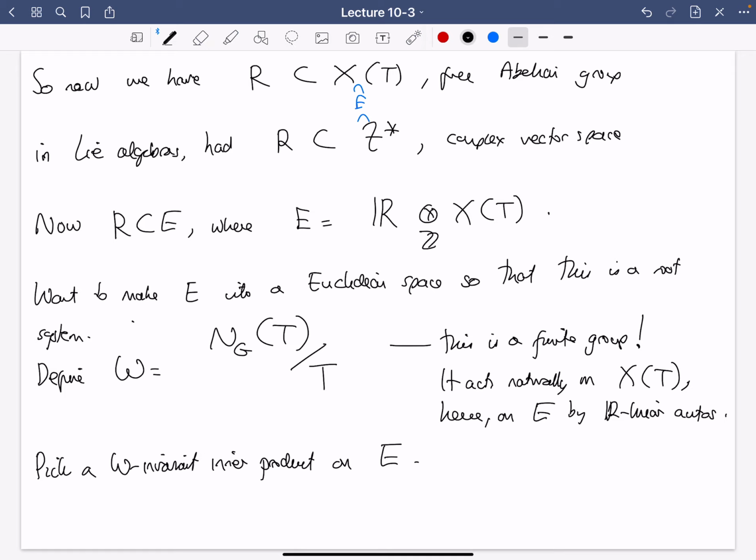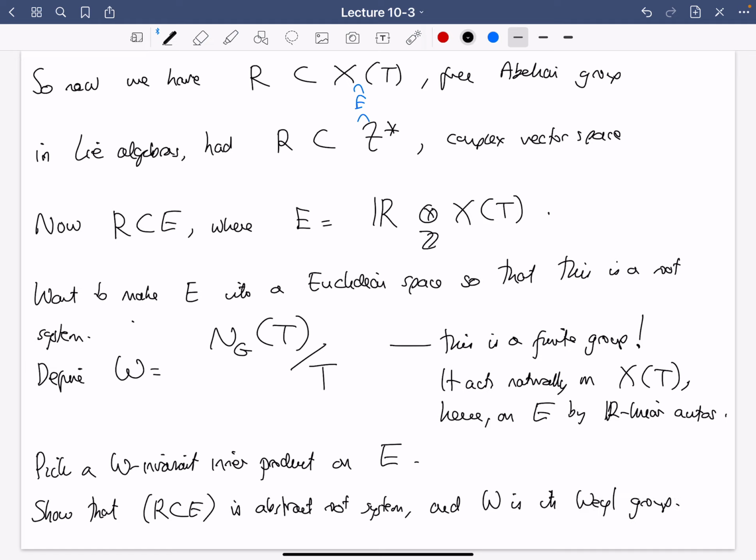Okay, so there's choice there, but just as with root systems, that's unique up to a scalar on each irreducible constituent of E viewed as an RW-module. And that's good enough because we're trying to get root systems up to isomorphism. And then you show that R sitting inside E, which has now been made into a Euclidean space, is a root system and this group W is exactly its Weyl group. Okay, so lots of work to do that, but that's how this comes about.